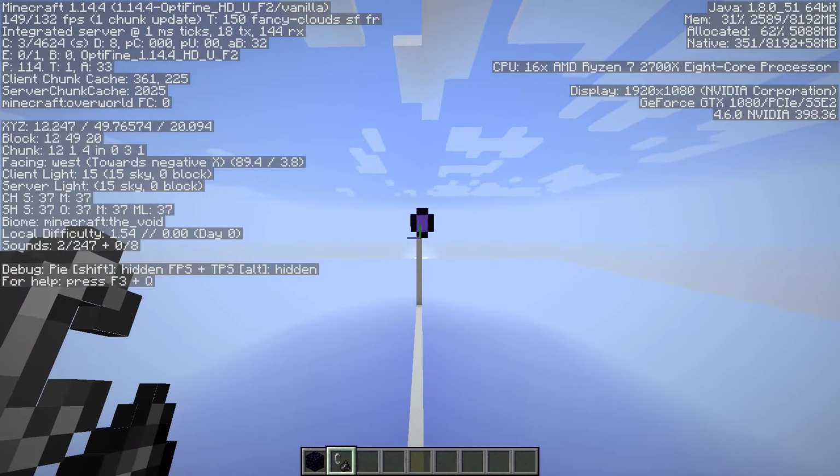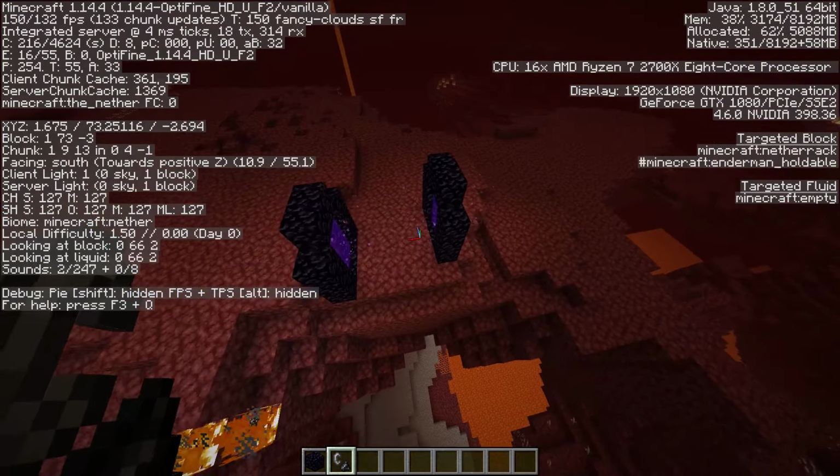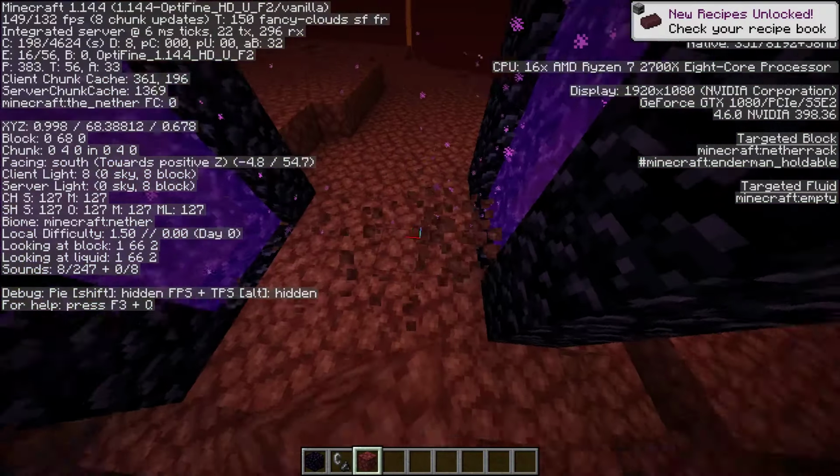We go through this one, we're going to end up on this right side. See? We end up on this right side every time. And they're only 4 blocks apart. That's what's incredible about nether portals.